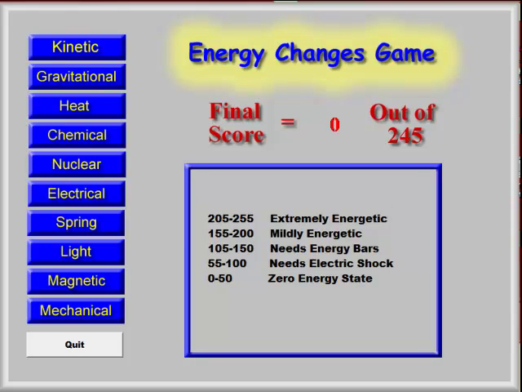At the end of the game, after the 20 problems, students will get a final score out of a possible total of 245 points. If you were working in a computer lab, you could walk around and take students' scores as a way of assessment. You could also use this in front of the classroom with a projector or a whiteboard.